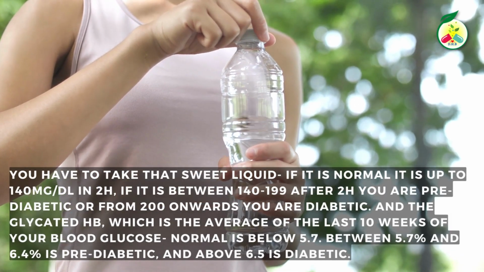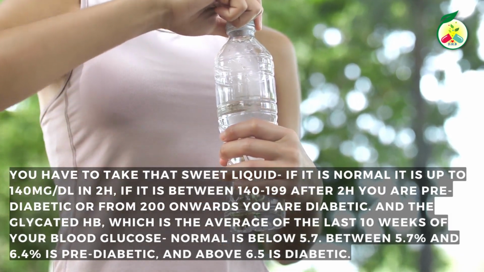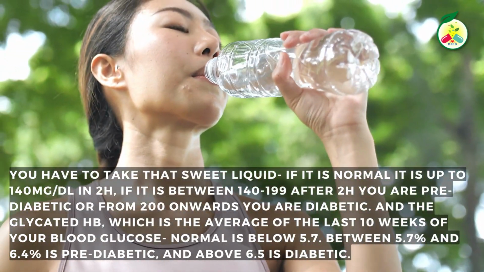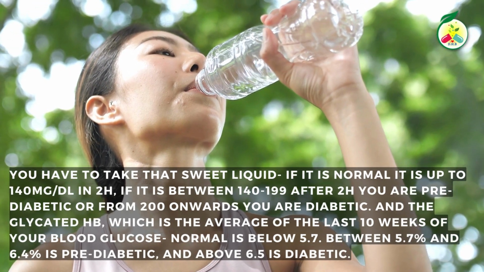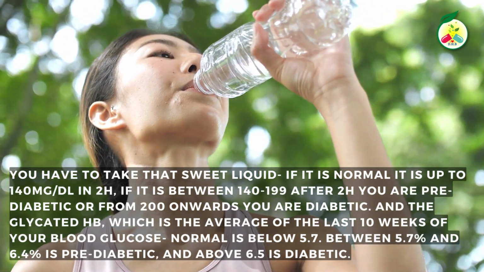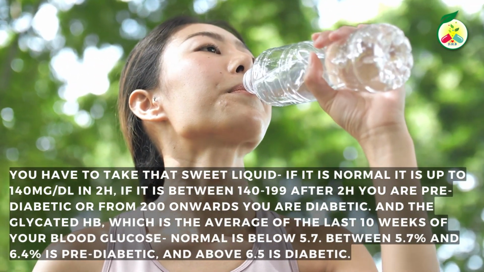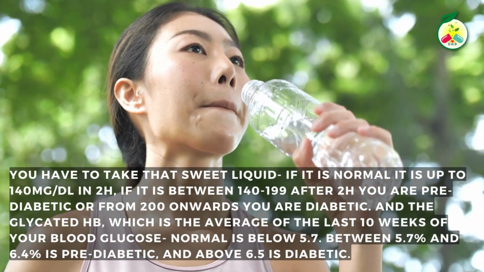But it's not just fasting blood glucose. There is the oral glucose tolerance test. You have to drink that sweet liquid. If it is normal, it is up to 140 mg per dl in 2 hours. If it is between 140 and 199 after 2 hours, you are pre-diabetic, or from 200 on you are diabetic.